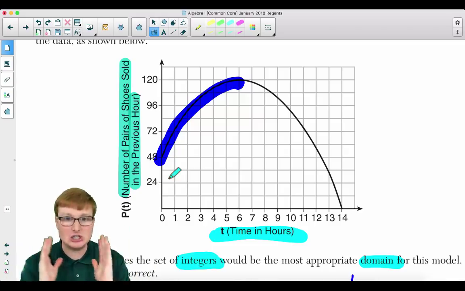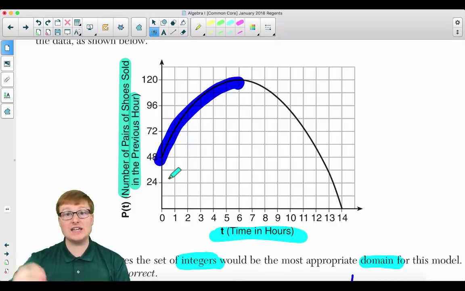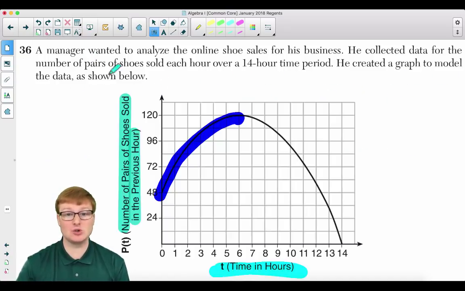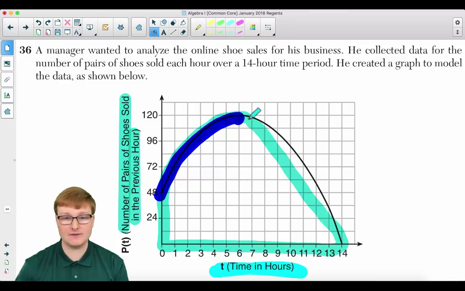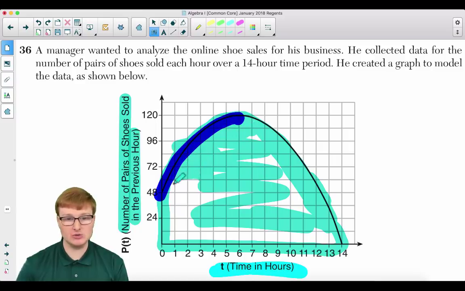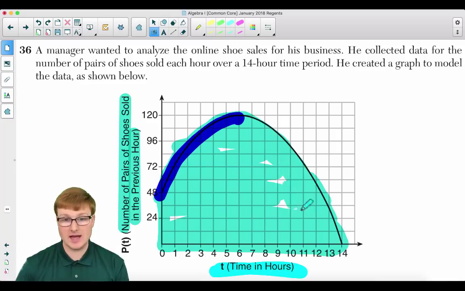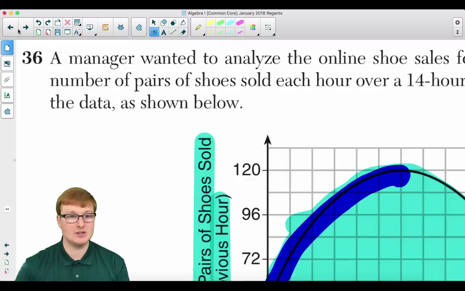They don't stop. Now, if you want to talk about where the rate of shoes being sold is increasing, that would be from 0 to 6. But technically speaking, the entire interval for which the number of pairs of shoes sold is increasing is actually the whole thing, the whole graph. The entire graph is where shoes sold are, in fact, increasing. They don't stop selling shoes. So that, ladies and gentlemen, is actually the other answer that the state of New York accepted.